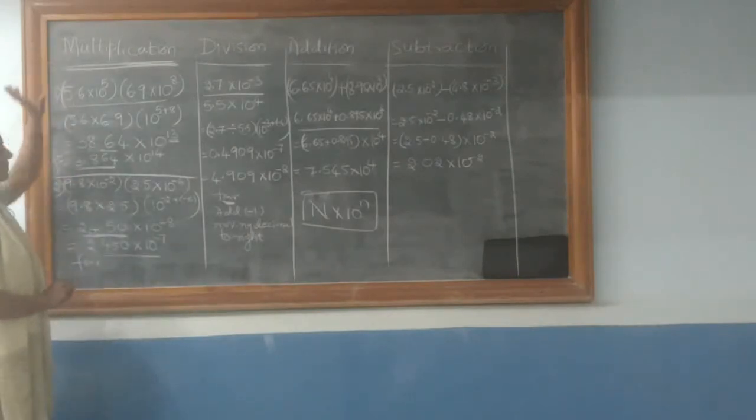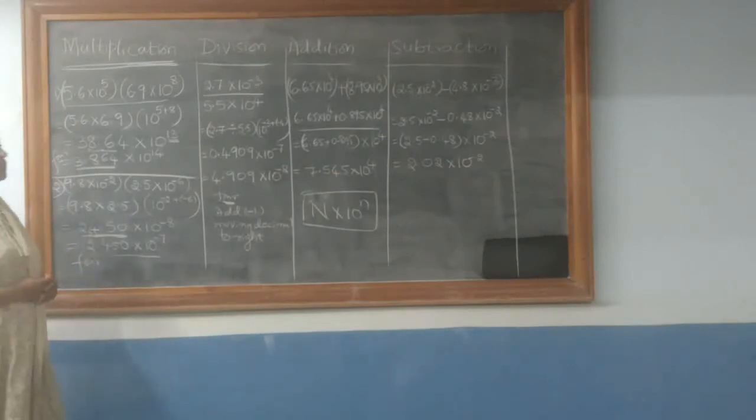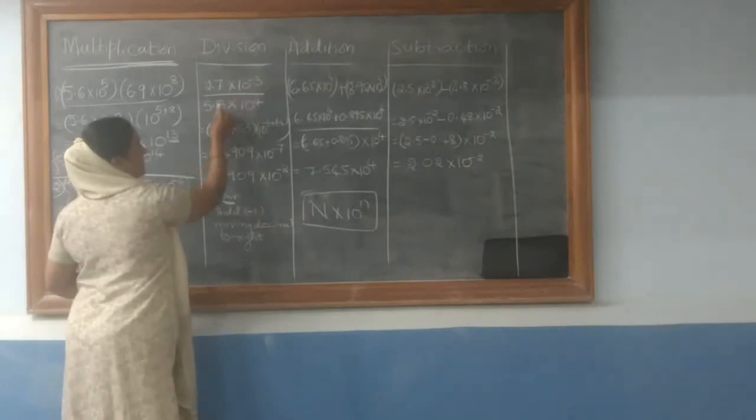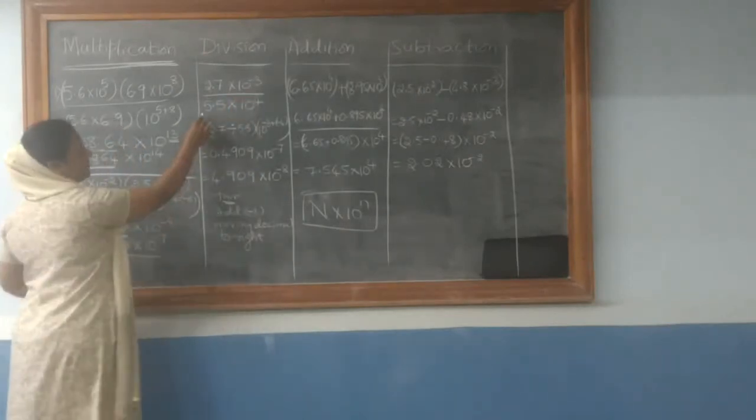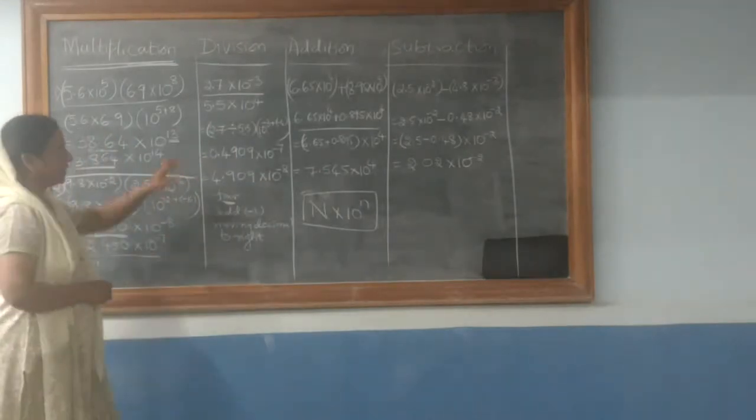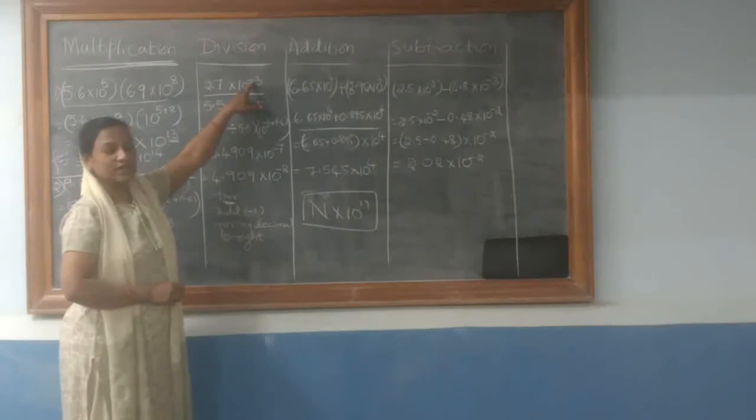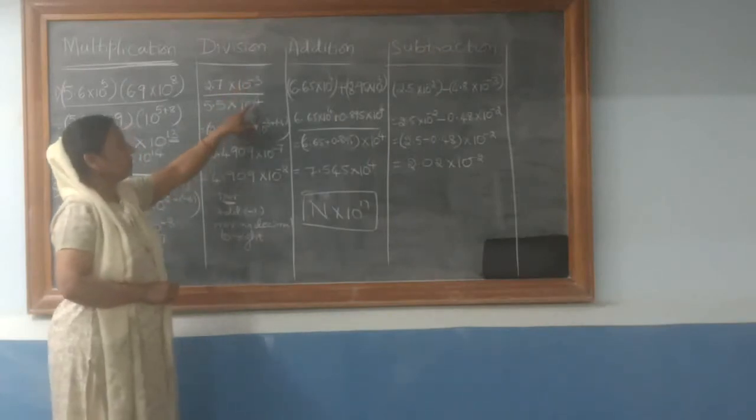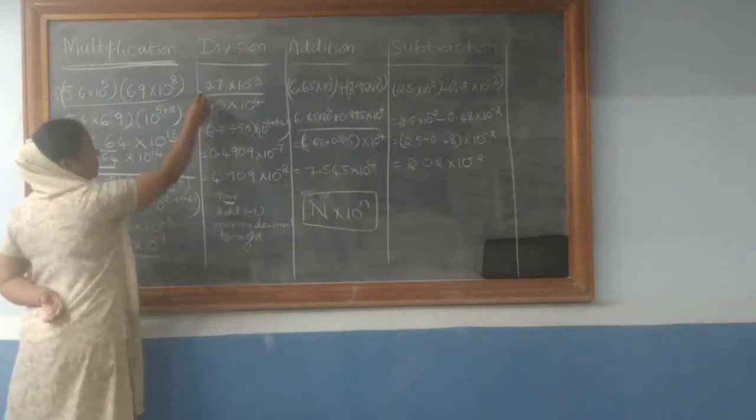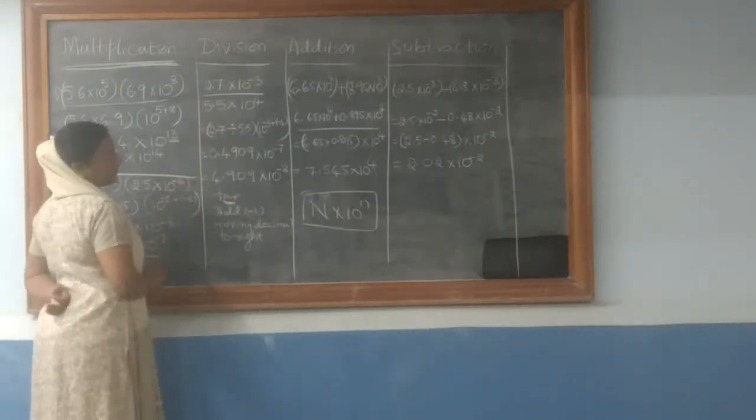Now this is the first operation, multiplication. Next, let us look at division. 2.7 into 10 raised to minus 3 divided by 5.5 into 10 raised to 4. In the numerator the exponent of 10 is minus 3. In the denominator it is plus 4.